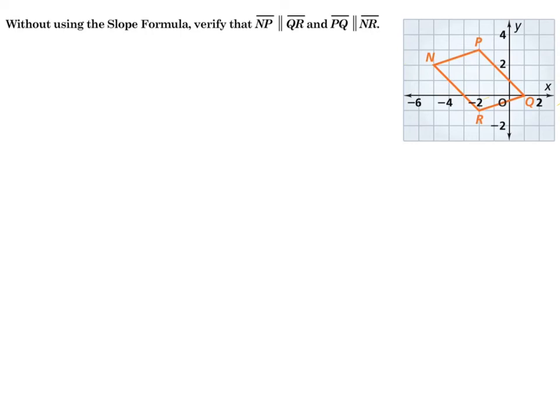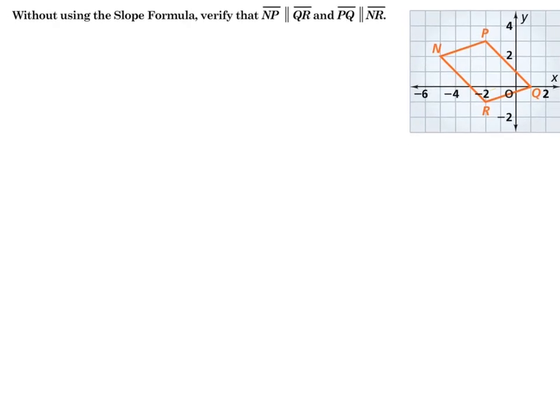So the first way would be, again, as I said, to see if the diagonals bisect at the midpoint. So we could use the midpoint formula on both PR and QN and see if it's the same thing. The midpoint formula is like finding the averages of the x's and the averages of the y's of the 2 points. So you add the x's and divide by 2, and then you add the y's and divide by 2.